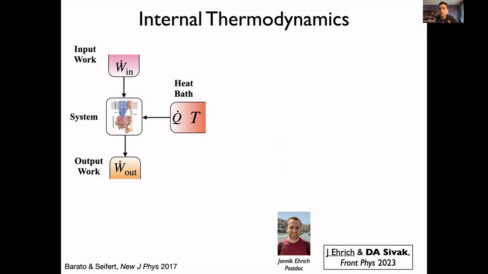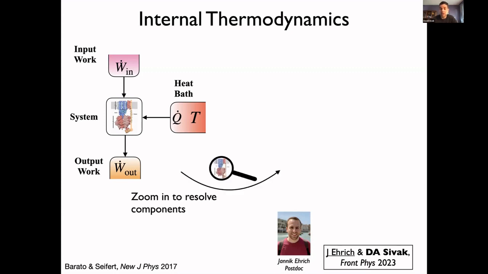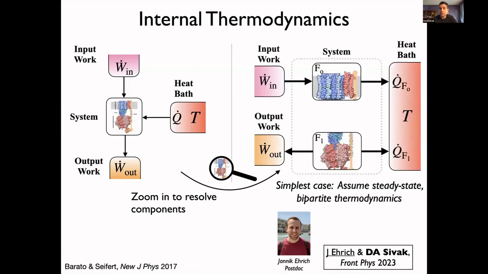And we want to resolve this a bit more to understand something about sort of architectural principles, internal behavior of this machine. But we're theoretical physicists, so we don't get too carried away. We basically zoom in to resolve these machines into two different components. And to keep things simple in the presentation here, I'm going to assume steady state behavior and bipartite thermodynamics, that the fluctuations of the different components are independent. You can generalize that picture, but I think the most intuitive results emerge from this framework.